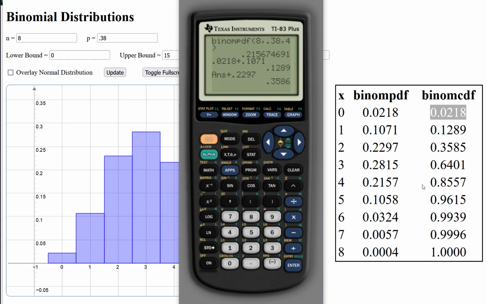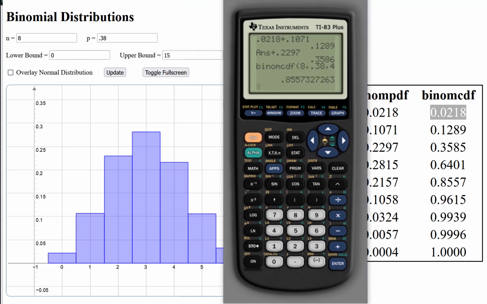Now, the calculator has a function that will give you those values directly if you just enter individual values of n, p, and whatever you want for x. So let's put in 4 again here. So I come up with 0.8557. So it's gone through and calculated all the binomial PDF values from 0 to 4, added it together, and just outputted 0.8557 directly for me. So that's what binomial CDF is doing.